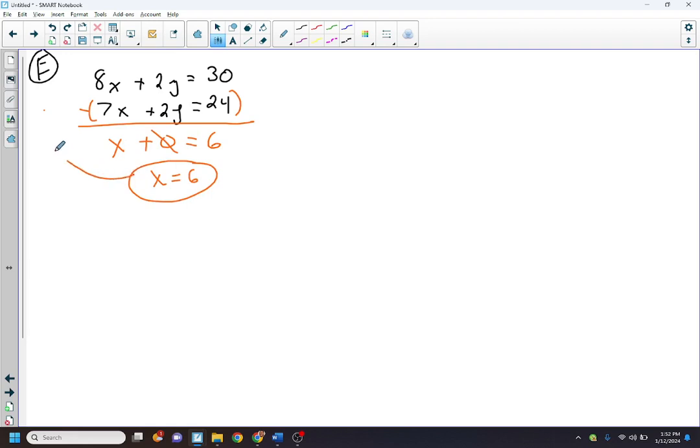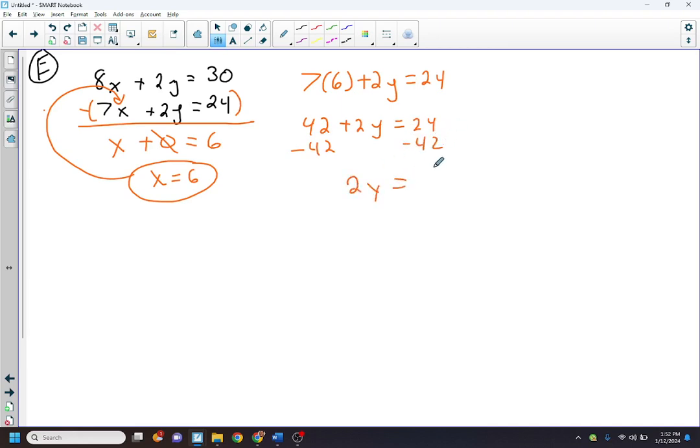We're going to take that and plug it into one of the original ones. I'll plug it into the bottom. 7 times 6 plus 2y equals 24. 7 times 6 is going to be 42 plus 2y equals 24. Minus 42 on both sides. 2y equals 18. Divide by 2, y equals 9. So your final answer is x comma y, or actually, sorry, your final answer is 6 comma 9.